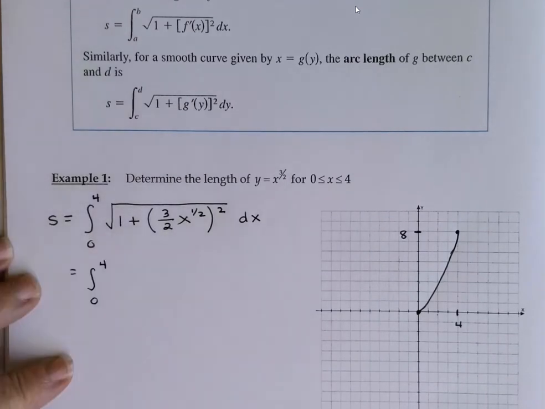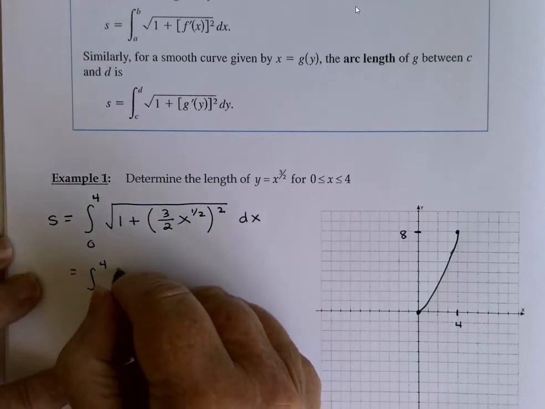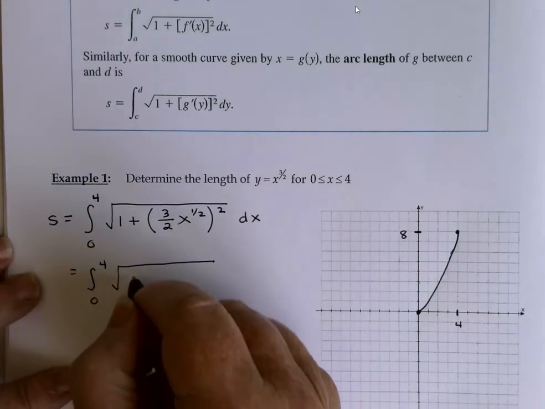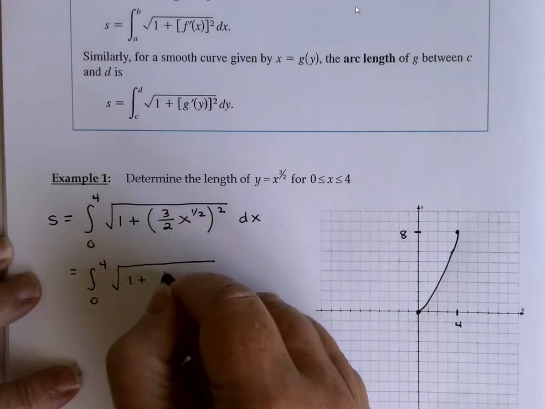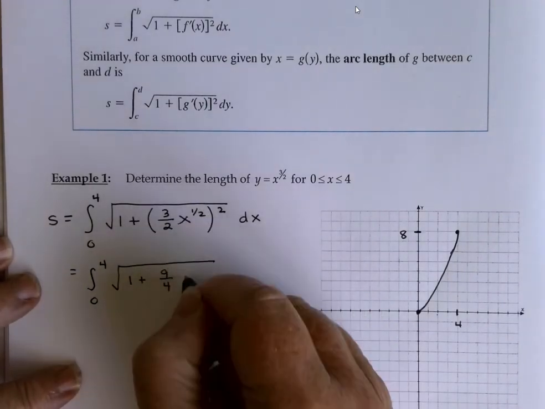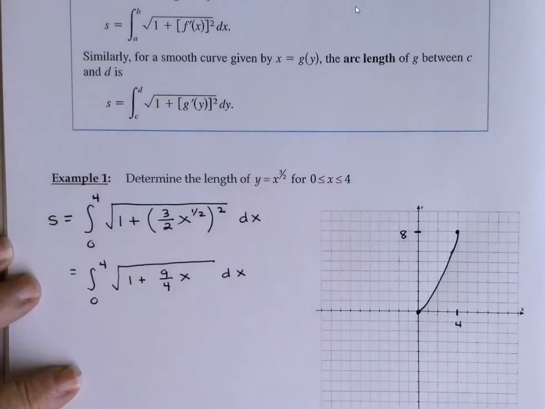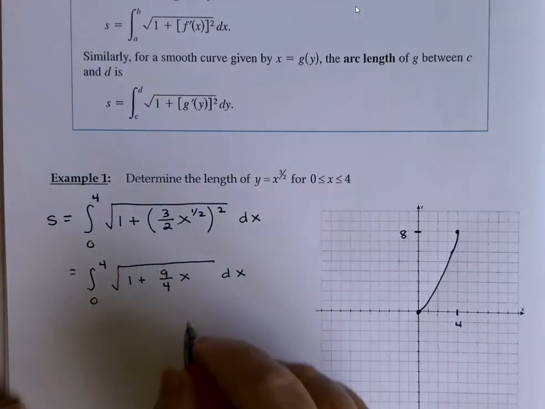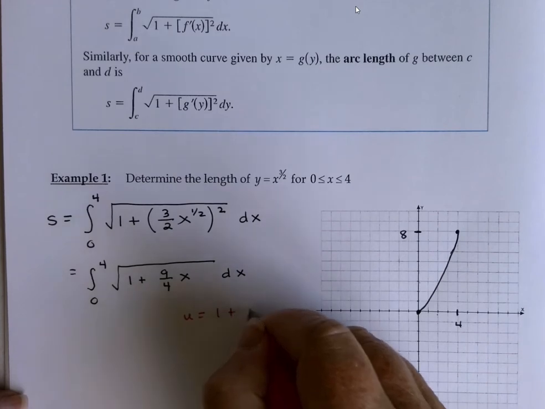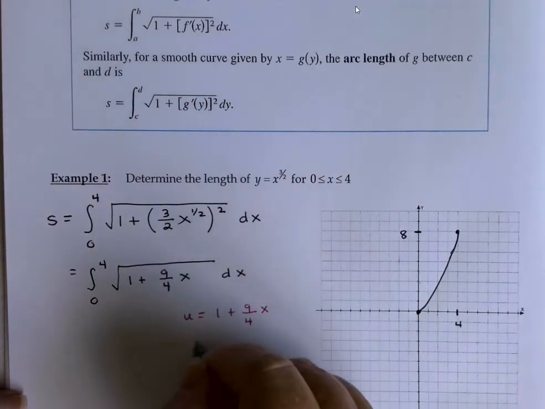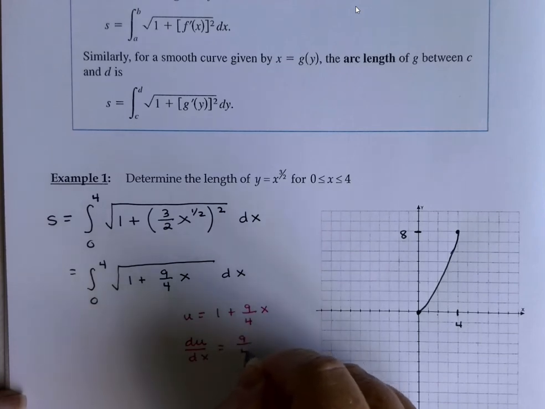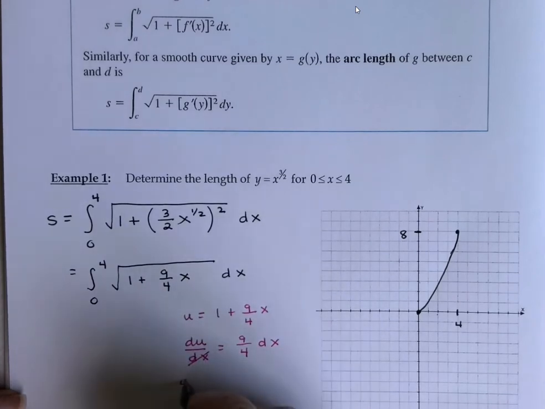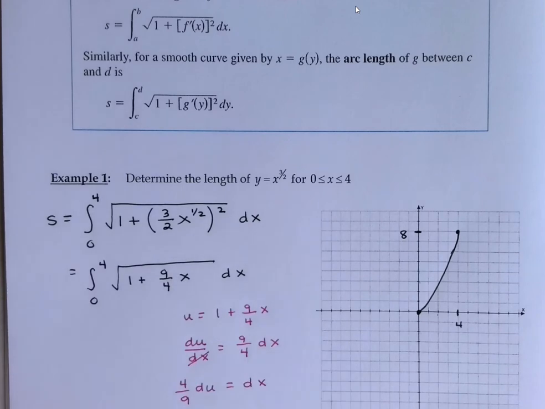Many of these integrals actually can't be done by hand. This one can, so let's go ahead and do this one. That would be 1 plus, squaring that would give me 9/4 x to the first. So if I just make a little u substitution here, u is what's under the radical. du dx would be 9/4. Move the dx on over here, and I'd have 4/9 du is equal to dx.